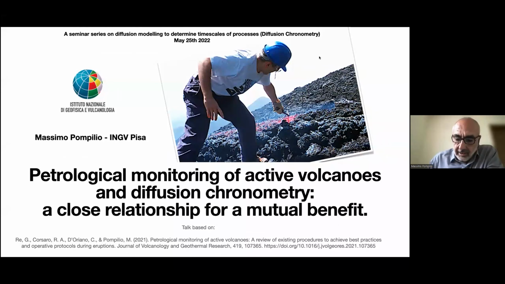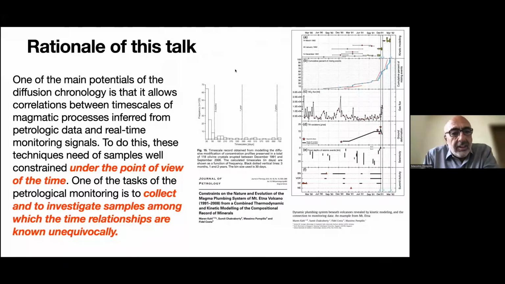So just to start, a sort of rationale of this talk: one of the main potentials of diffusion chronometry is that it allows correlation between the timescales of magmatic processes inferred from petrological data and real-time monitoring signals. But to do this, diffusion chronometry also needs samples that are well constrained from the point of view of time. One of the tasks of petrological monitoring is to collect and investigate samples among which the time relationships are known unequivocally or with some error.